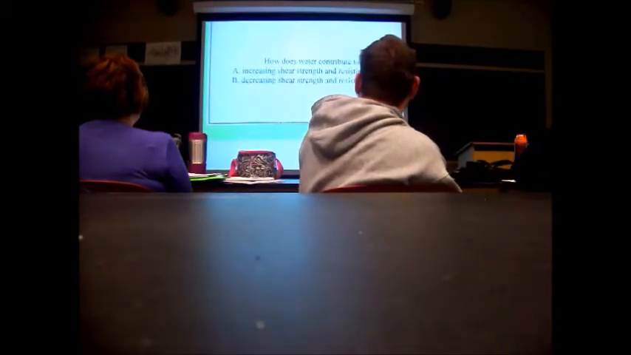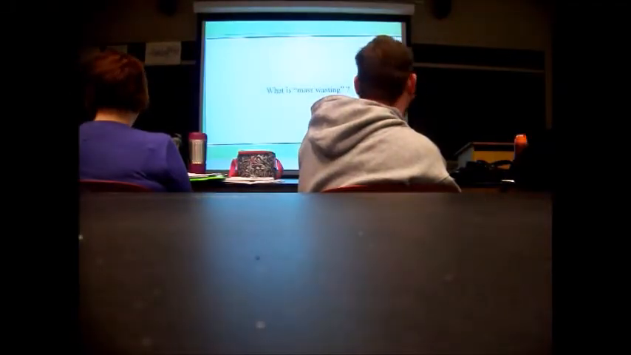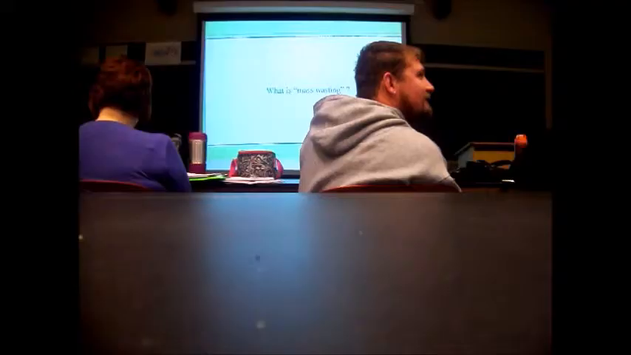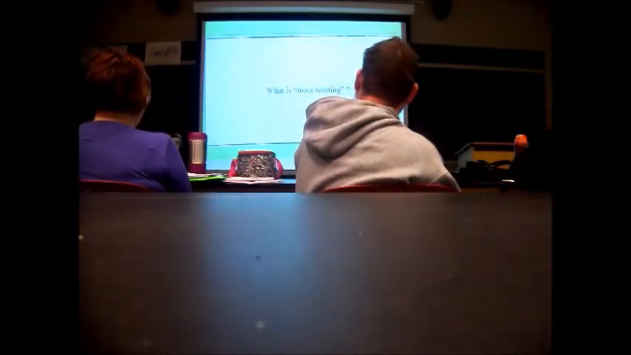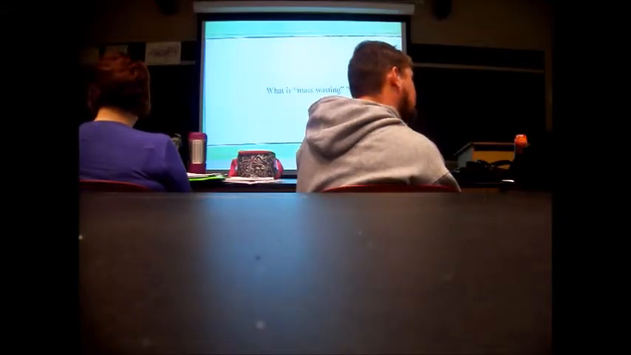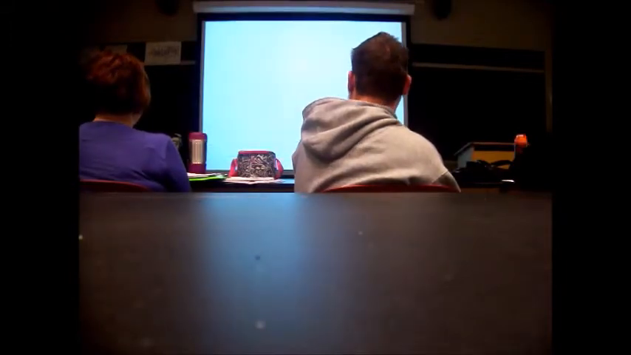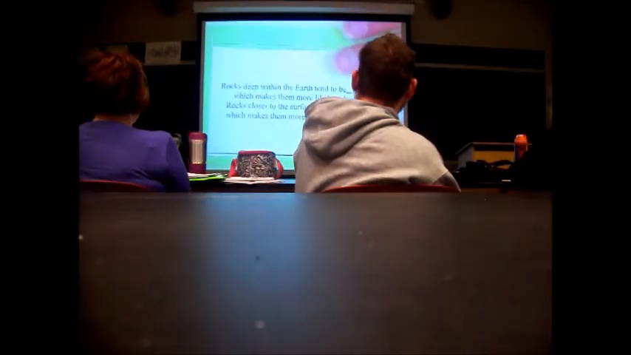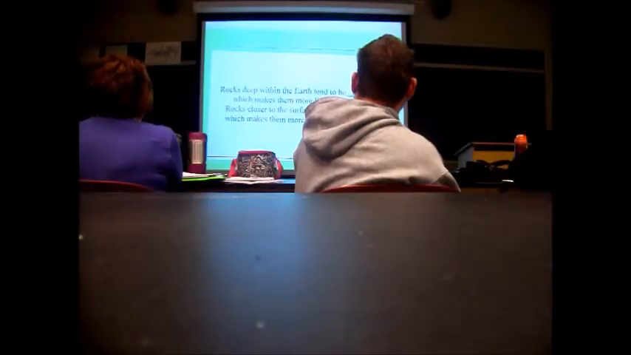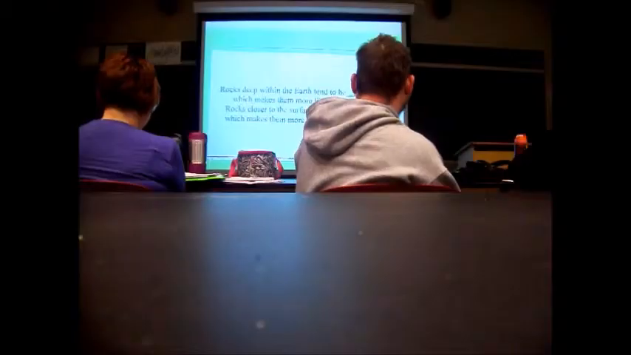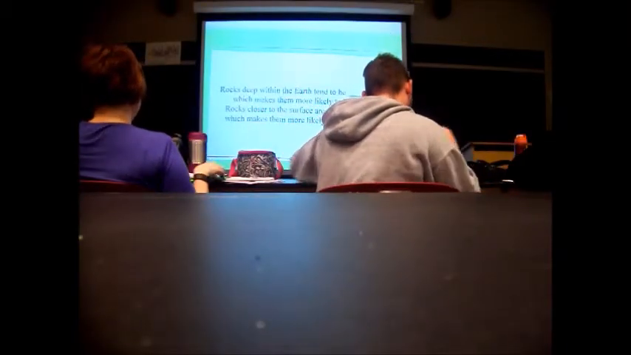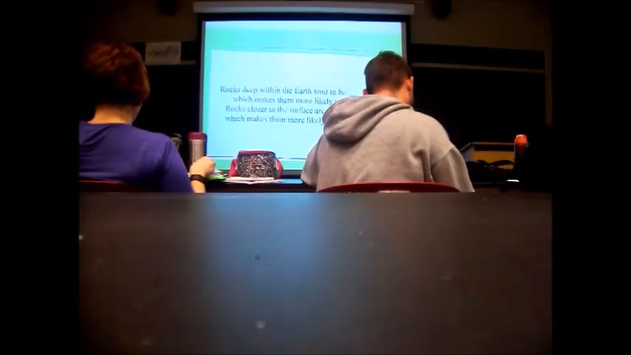Green, here's your question. What is mass wasting? Is that the movement of material from the top of the slope to the bottom? Yes. Okay. Blue. Rocks deep in the earth tend to be blank, which makes them more likely to bend in place. Rocks closer to the surface are colder and more stiff, which makes them more likely to blank.